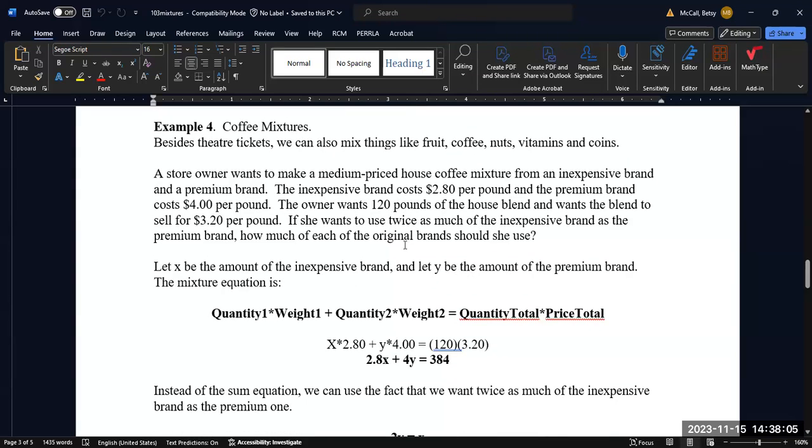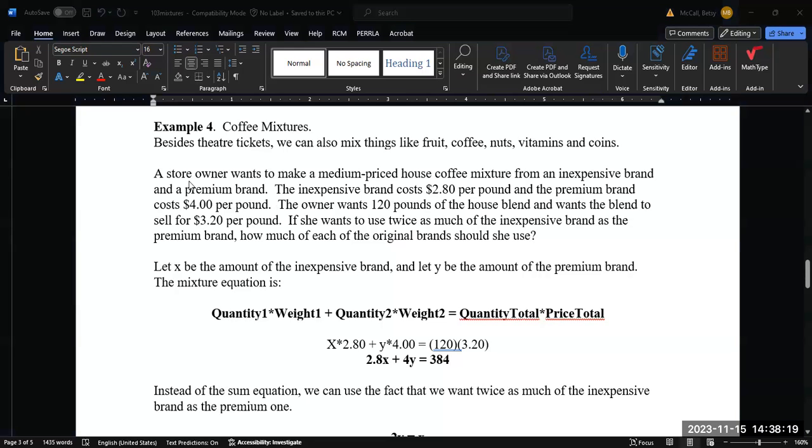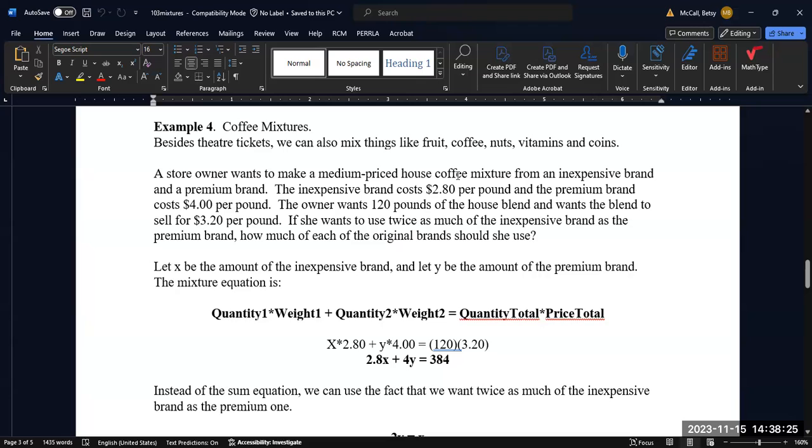Coffee mixtures. These will also work for nut mixtures or chocolate mixtures, or any time that you're mixing together the same sort of item, but with different prices for each of the components. So the store owner wants to make a medium priced coffee house coffee mixture from the combination of an inexpensive brand and a premium brand. The inexpensive brand costs $2.80 per pound and the premium brand $4 per pound. The owner wants to make a mixture of 120 pounds of the house blend and wants the blend to sell for $3.20. So this is that quantity total times price again.